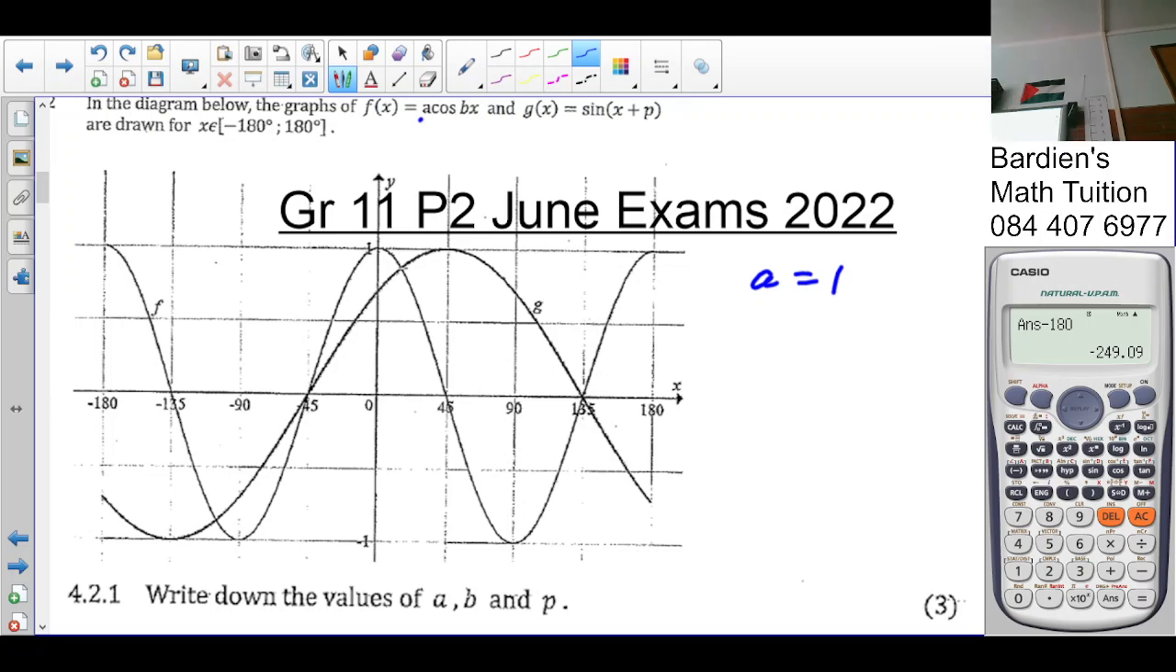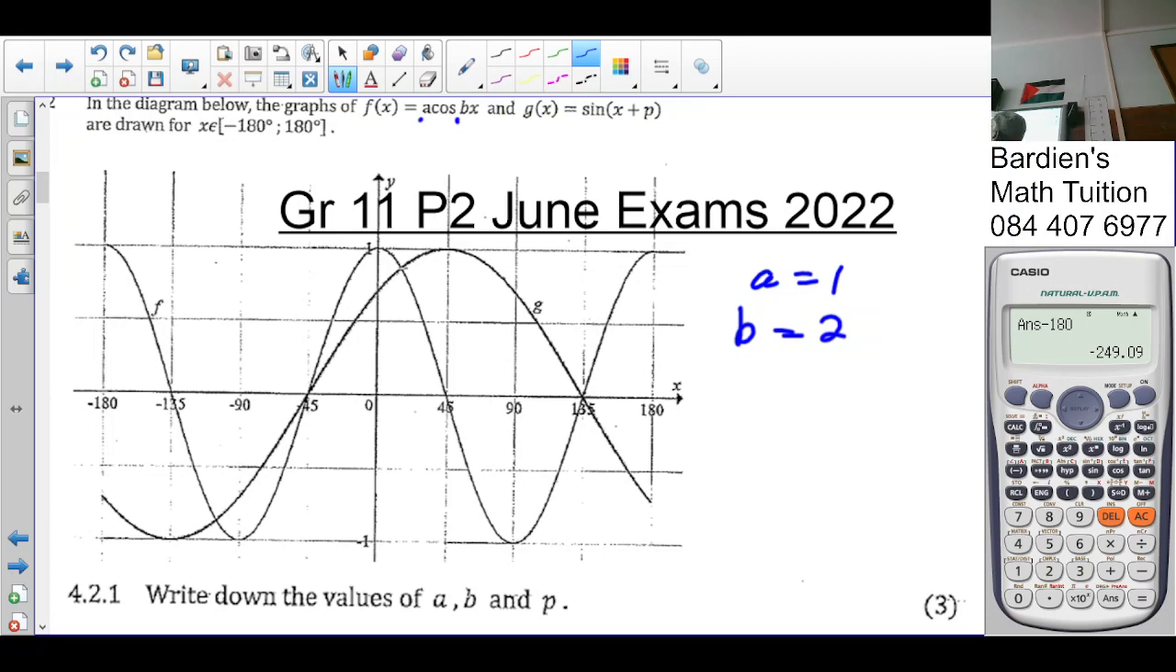You look at b, which is related to the period of the graph. The cos graph's period is 360 normally, but as you can see here this graph's period is 180. So what's the period on this graph? The b value of course is 2.